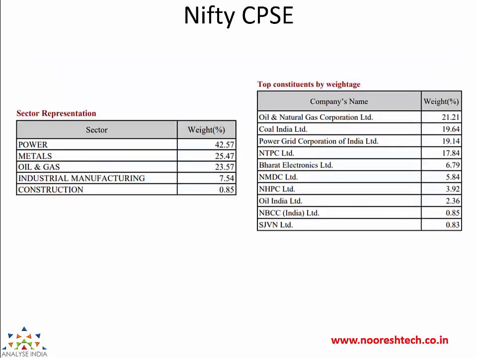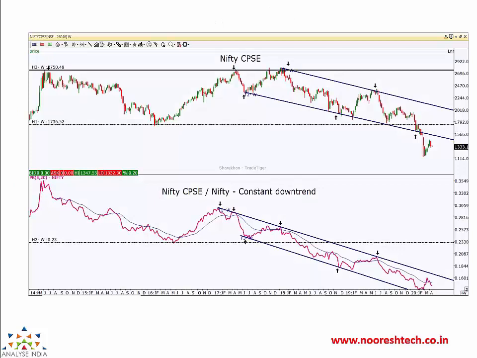Next we see is Nifty CPSE index. CPSE stands for Central Public Sector Enterprises, where the majority weights are from ONGC, Coal India, Power Grid, NTPC, BEL, etc. Let us see the chart.